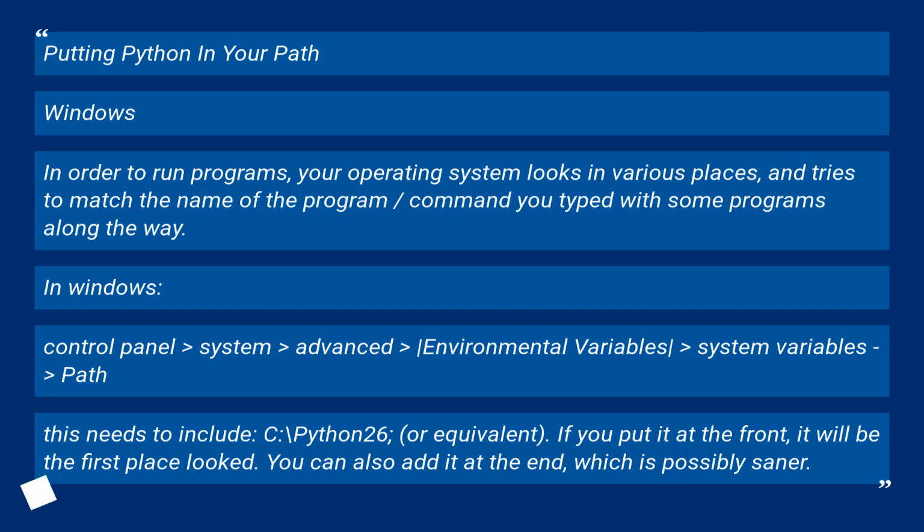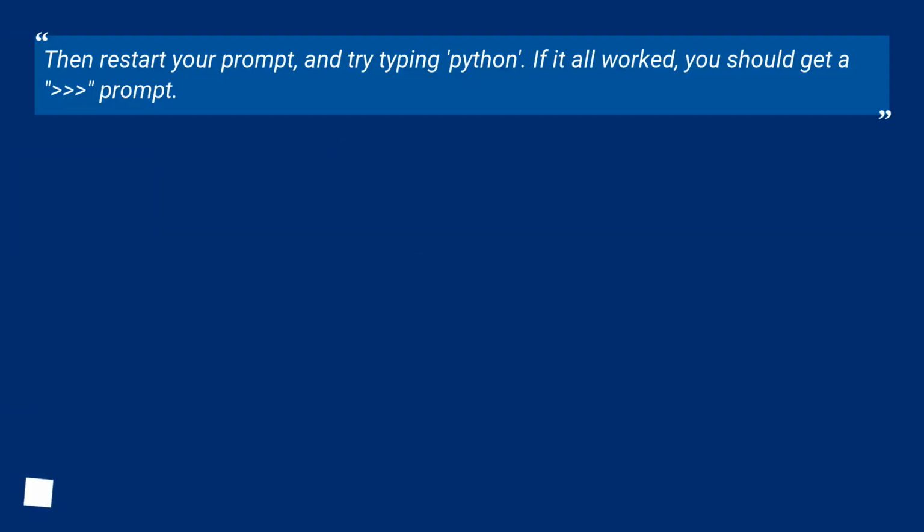Putting Python in your path on Windows: in order to run programs, your operating system looks in various places, and tries to match the name of the program, the command you typed, with some programs along the way. In Windows, Control Panel > System > Advanced > Environment Variables > System Variables > Path. This needs to include C:\Python26, or equivalent. If you put it at the front, it will be the first place looked. You can also add it at the end, which is possibly saner. Then restart your prompt, and try typing python. If it all worked, you should get a prompt.